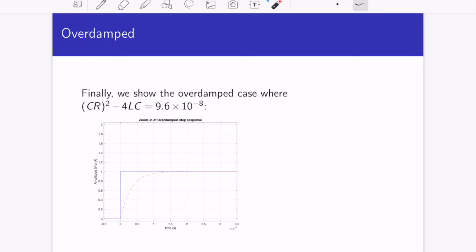Finally, let's consider the overdamped case where CR quantity squared minus 4LC is a positive value. So here we plotted the value 9.6 times 10 to the minus 8th. You can see that it takes longer to achieve the final value.